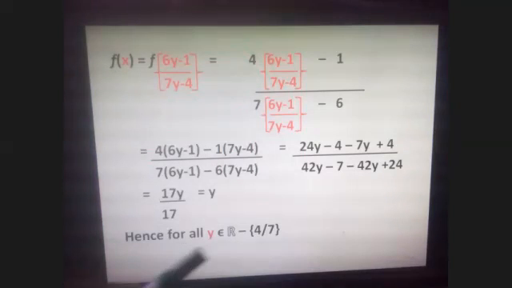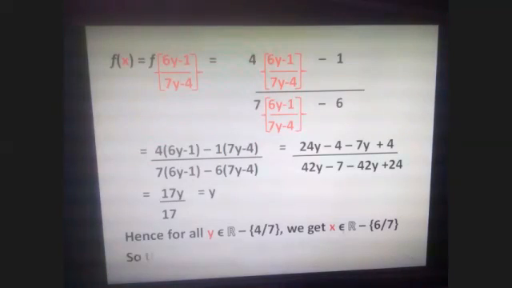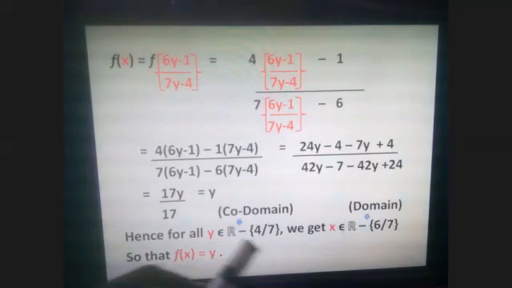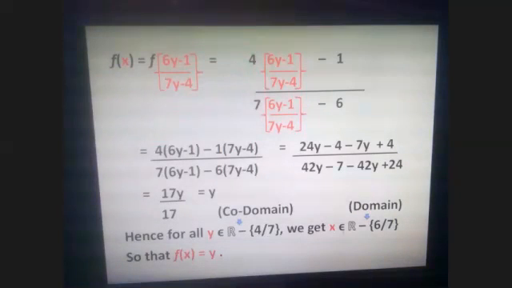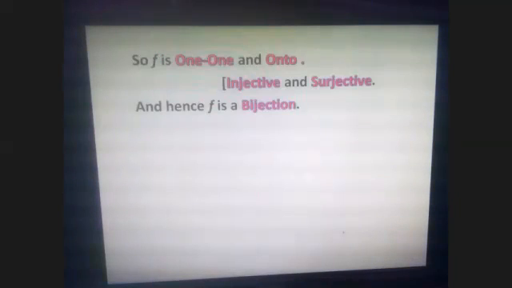For all y in the codomain, we get x in the domain so that f(x) equal to y, and hence f is onto. Well, now f is one-to-one and onto, hence injective and surjective, and hence it is a bijection. So for f(x), you have to show it is a bijection.